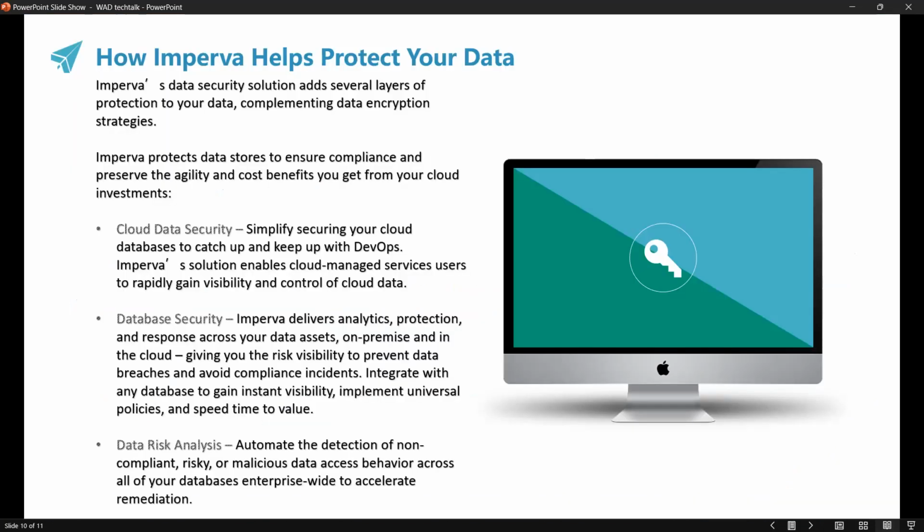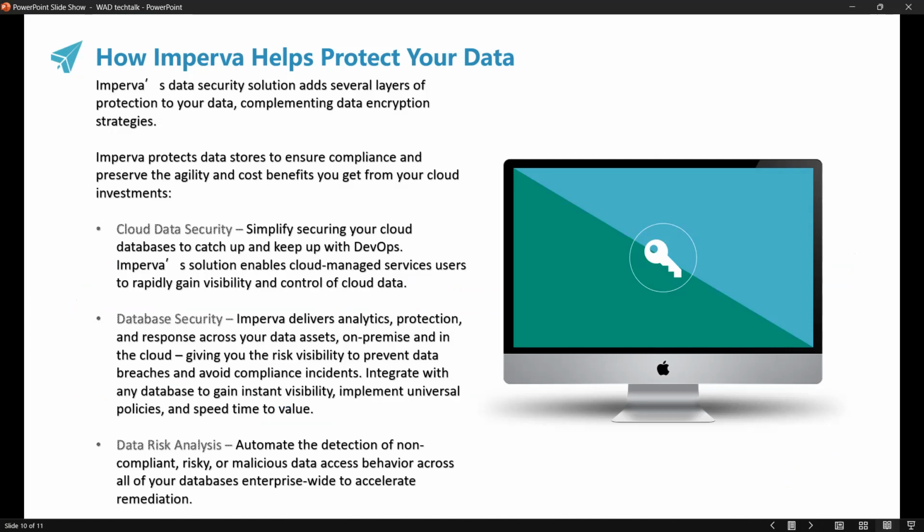How Imperva helps protect your data. Imperva's data security solutions add several layers of protection to your data, complementing data encryption strategies. Imperva protects the data stores to ensure compliance and preserve the agility and cost benefits you get from your cloud investments.